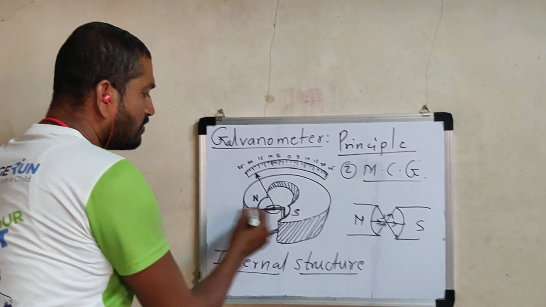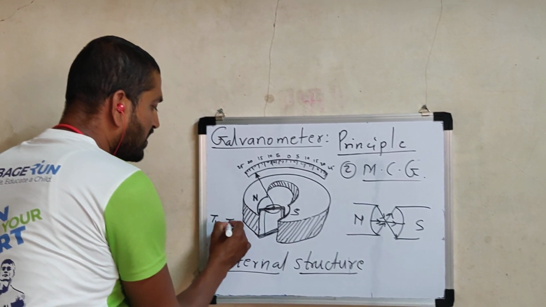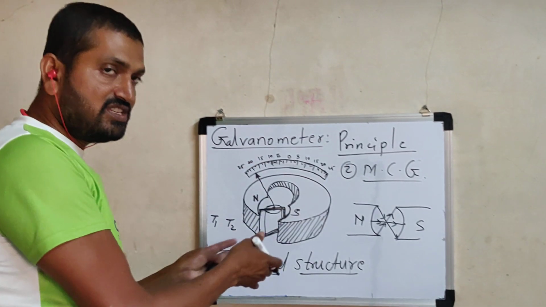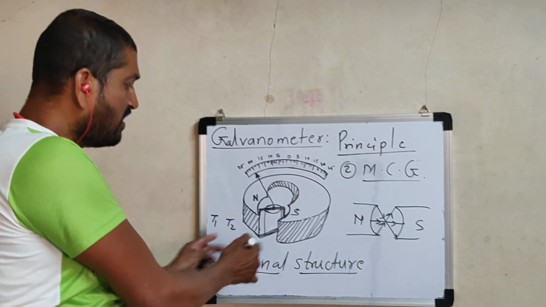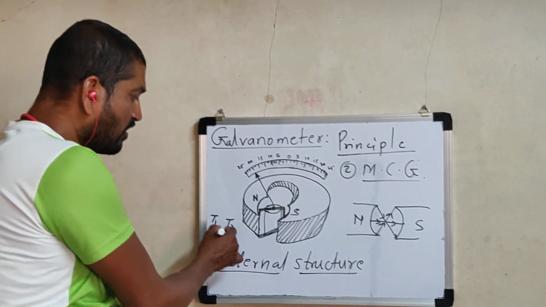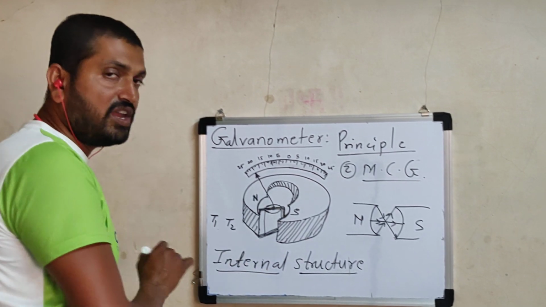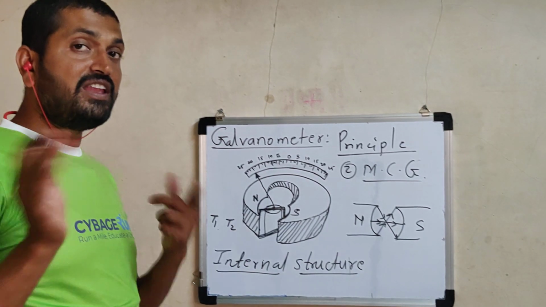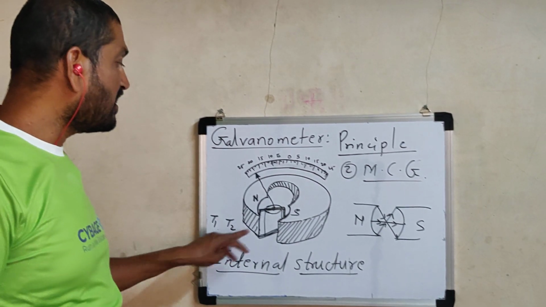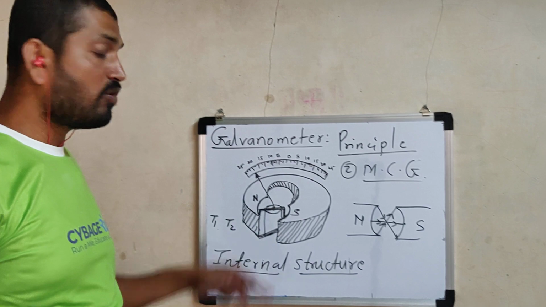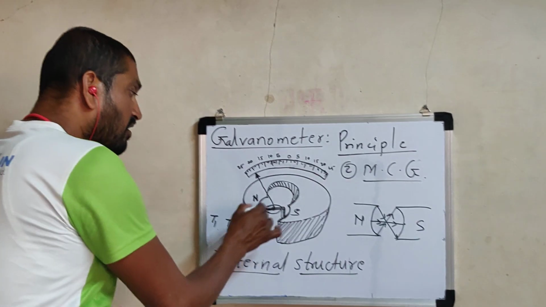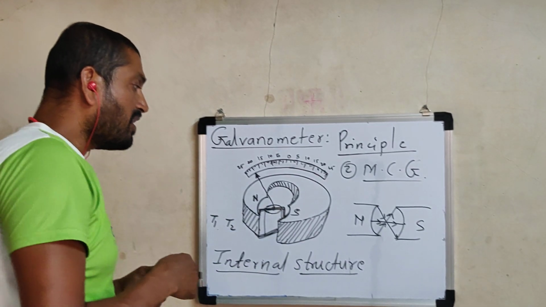Now, two terminals of this rectangular coil, suppose marked as T1 and T2, are taken outside this device. This is the internal part, listen to me. Outside this device we can observe only two terminals, T1 and T2. When we connect the galvanometer in an external circuit, it means we are connecting the two terminals of this rectangular coil in an external circuit. Now when current flows through this rectangular coil, what happens?